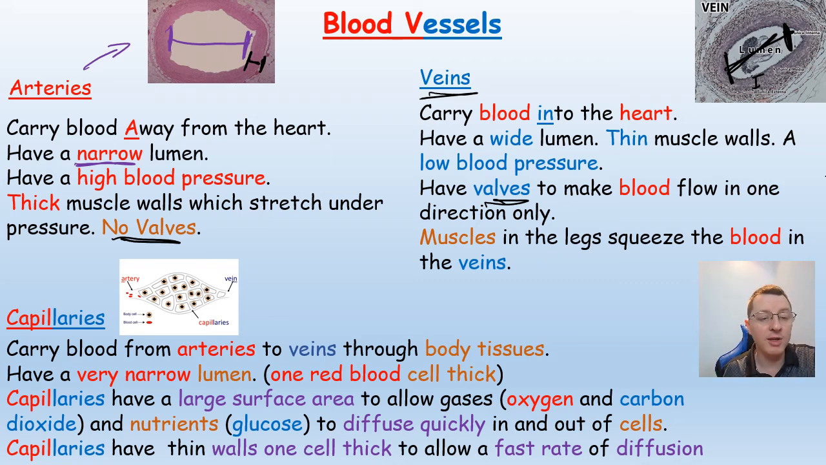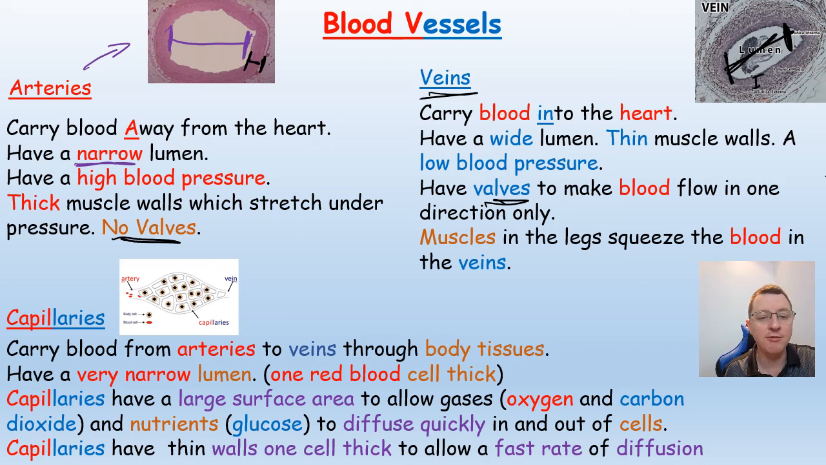Now, as I've mentioned before, the capillaries are possibly the most important blood vessel, and they carry blood from the arteries to the veins through the body's tissues. And they have an incredibly narrow lumen. In fact, the lumen is just one red blood cell thick. In fact, it's actually slightly smaller than the diameter of one red blood cell. And that means that the red blood cells have to slow down as they travel through the capillaries. And that allows time for oxygen to diffuse out of the hemoglobin in a red blood cell and into the body tissues for use in respiration.